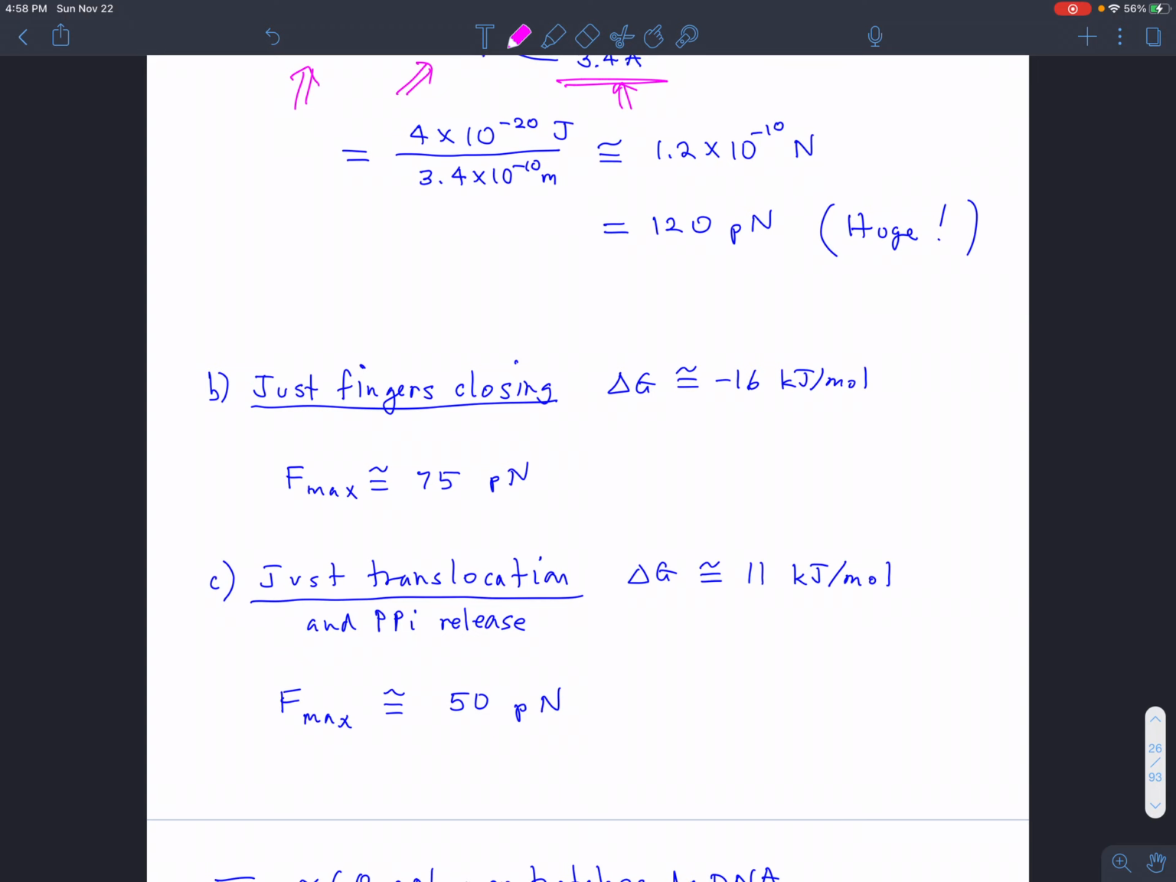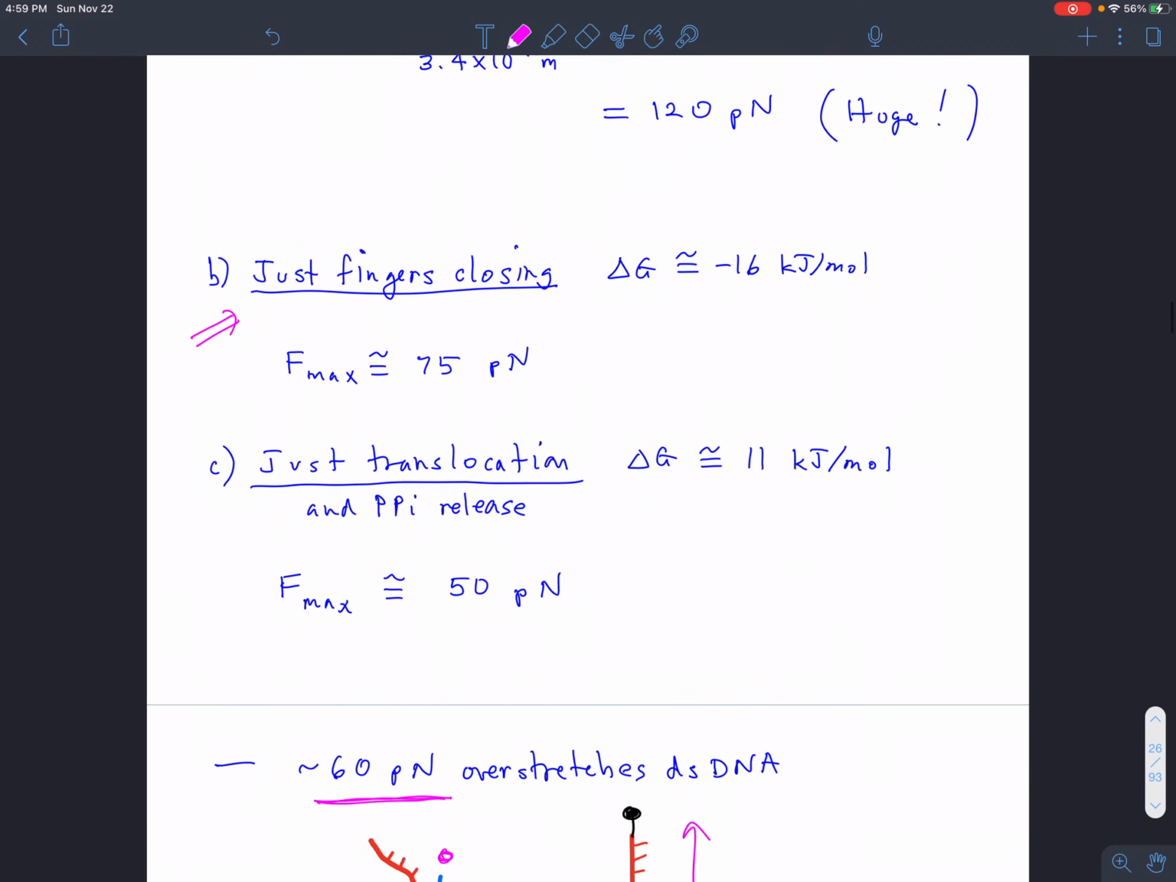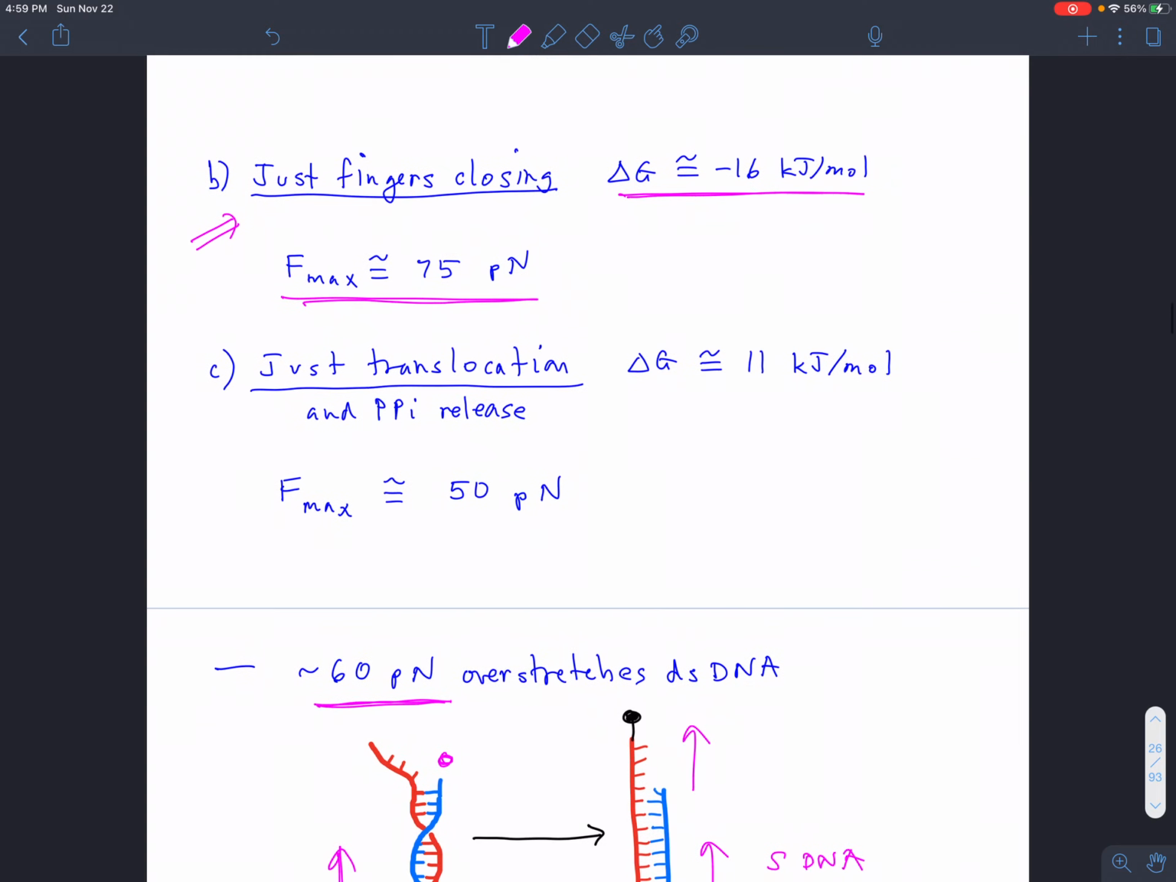So let's look at some other possibilities. Suppose we don't use the energy from the whole process. It has to be one step in the process, and most of the energy is going into other steps. So how about the fingers closing? Delta G there is only about minus 16, not minus 25. That gives you a maximum force of about 75 piconewtons. That's getting closer. Suppose it was on the translocation step.